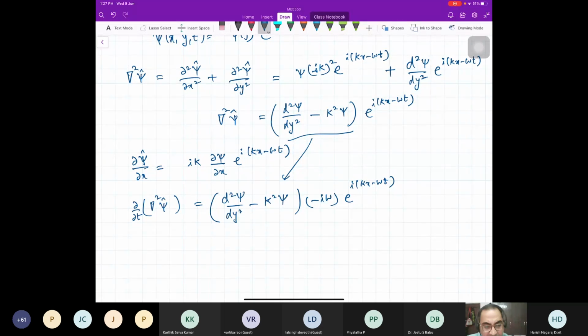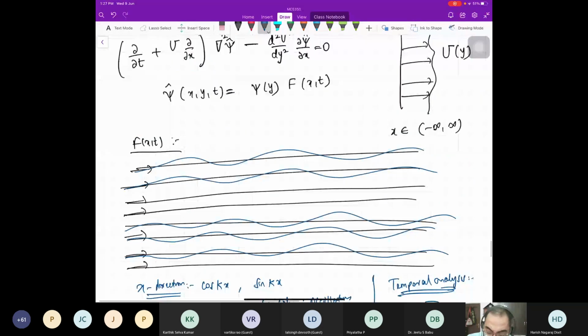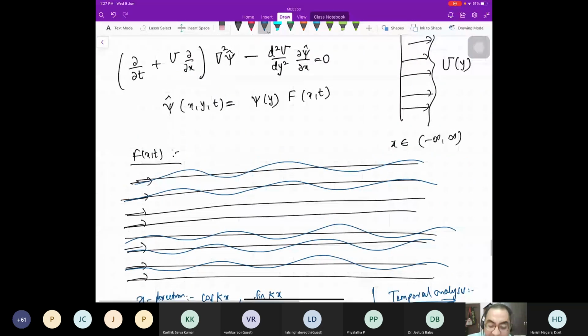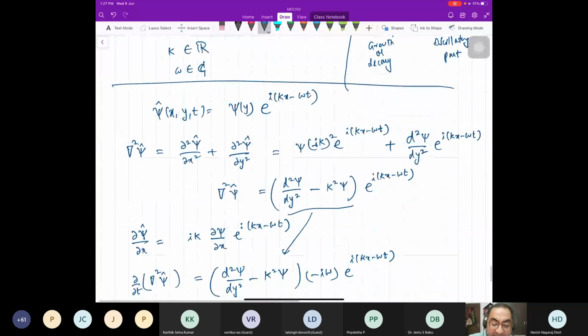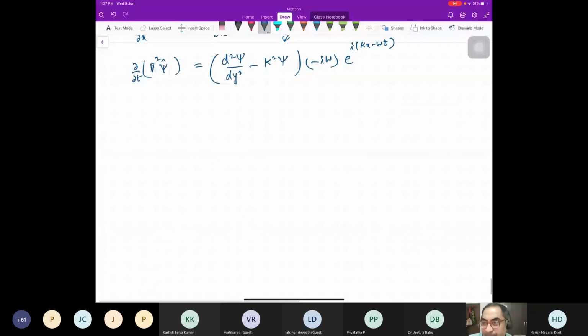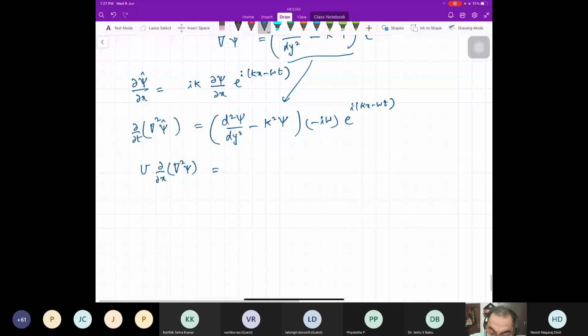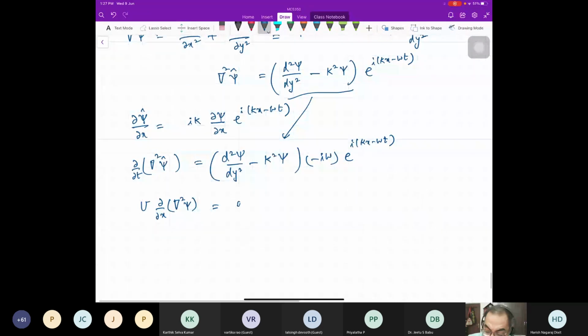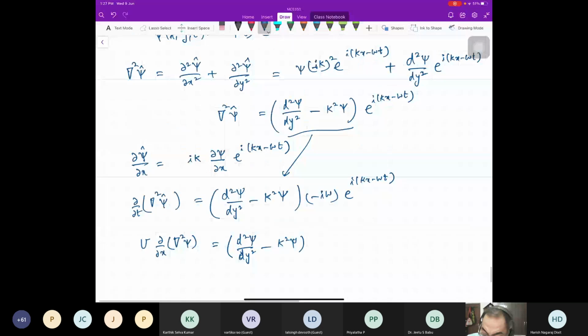I also have to deal with u del by del x of del squared psi hat. Let's do that as well. This is nothing but d squared psi by dy squared minus k squared psi, and I have ik times the exponential of i(kx minus omega t). This is my next term.